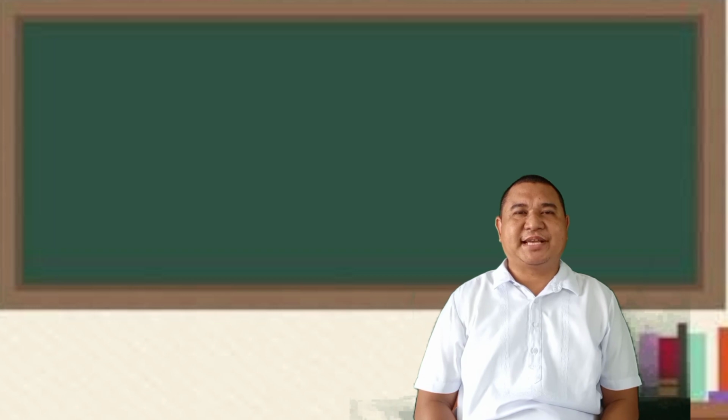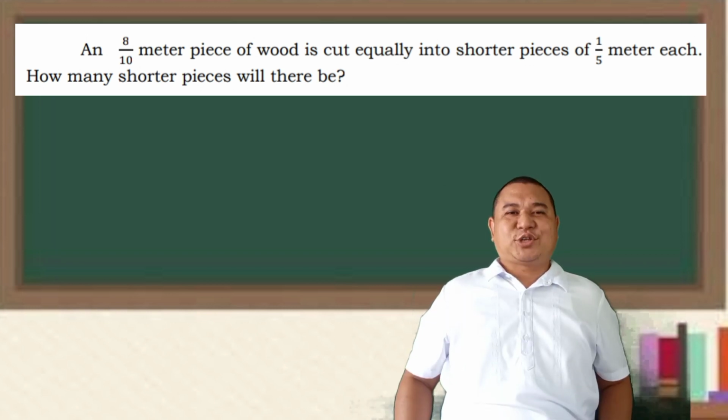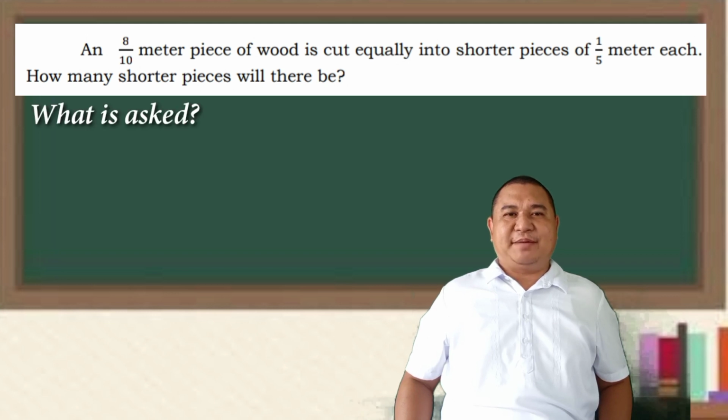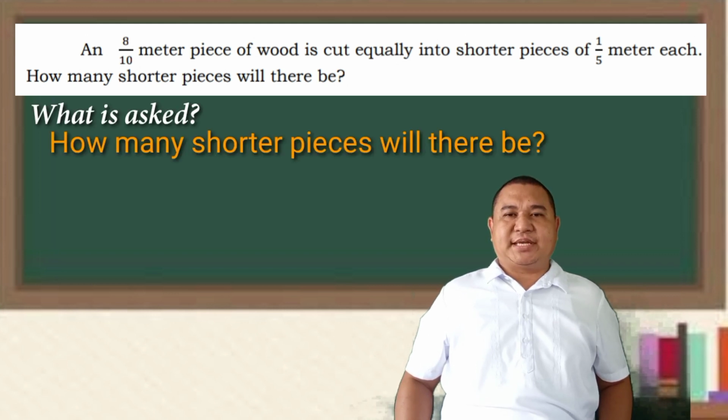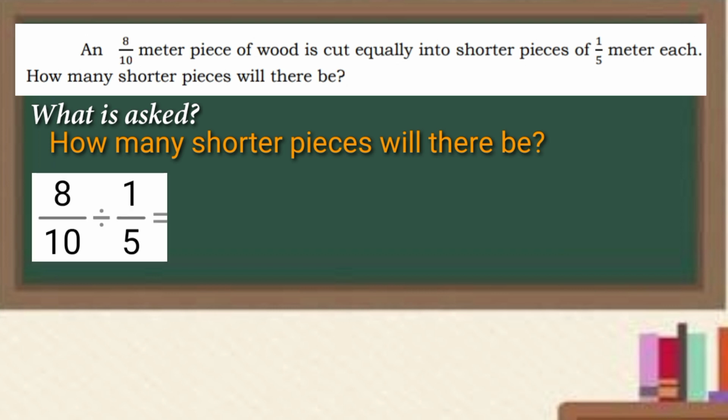Let's take this first example. An 8/10 meter piece of wood is cut equally into shorter pieces of 1/5 meter each. How many shorter pieces will there be? To solve this, we need to identify what is asked in the problem. How many shorter pieces will there be? Therefore, 8/10 divided by 1/5.